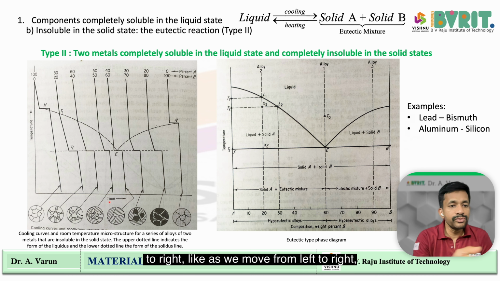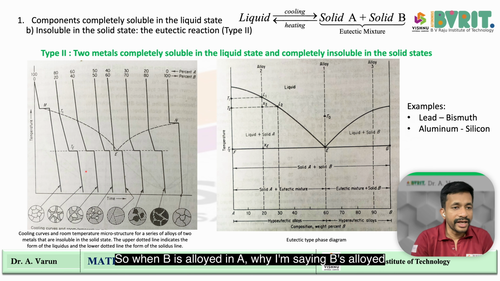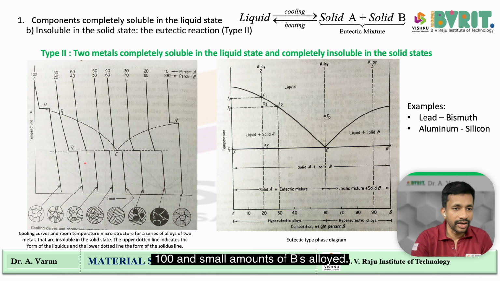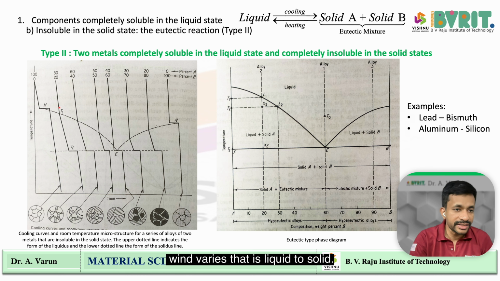As we move from left to right, on the x-axis, B is alloyed in A. Why am I saying B is alloyed in A? Because our major constituent here is the A part, that is, A is 100 and small amounts of B are alloyed. So when B is alloyed in A, the temperature at which freezing occurs, that is, liquid to solid, will vary.